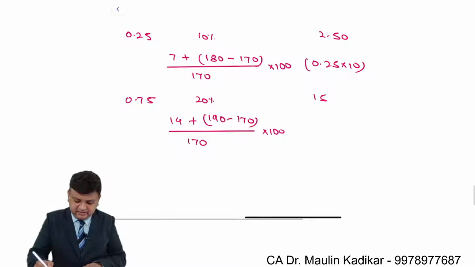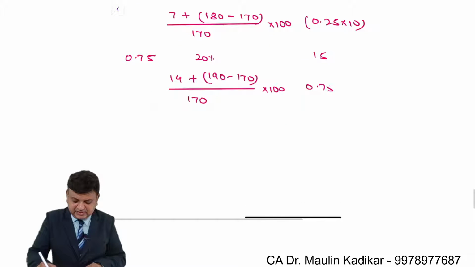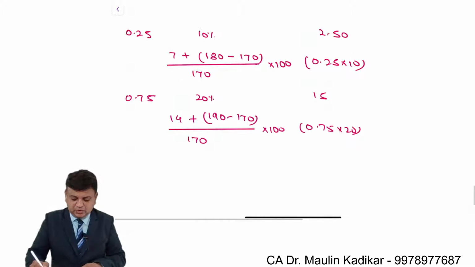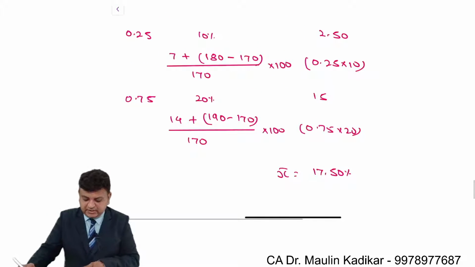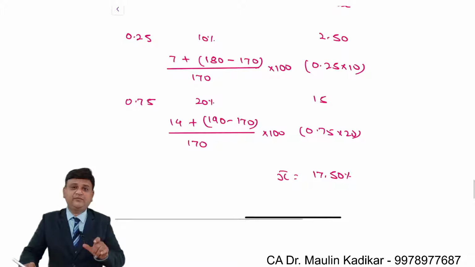25% chances of 10 and 75% chances of 20. So the weighted average return is going to be 17.5 percentage. That is x bar. This is the way we can make the computation of the expected return.